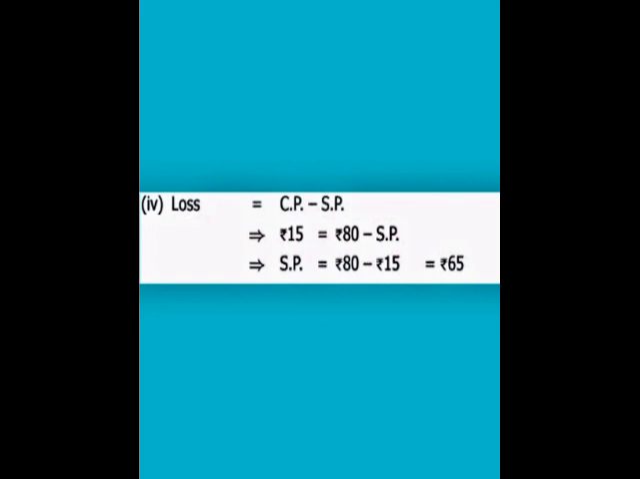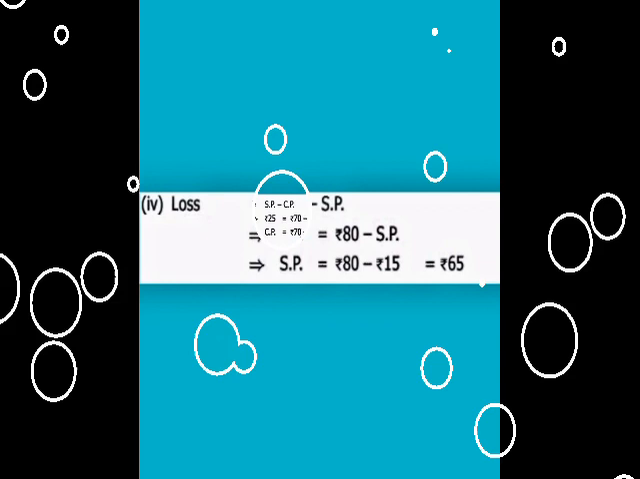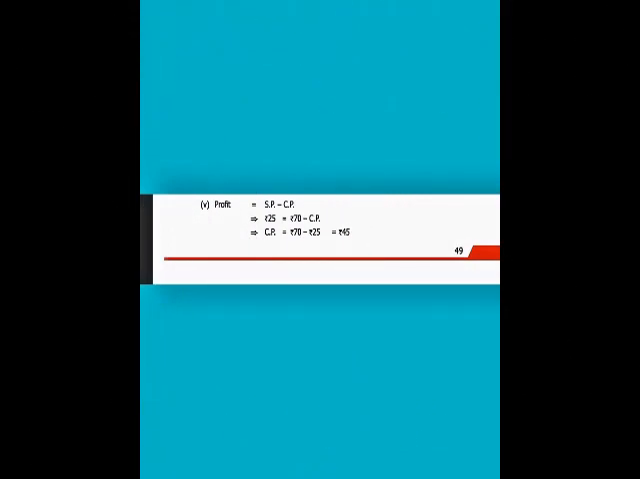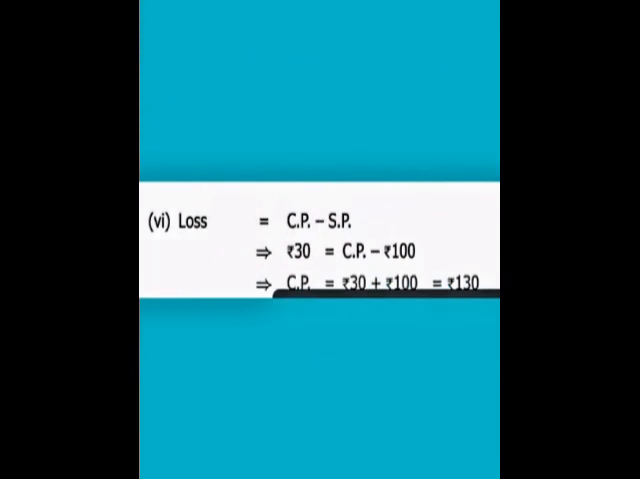The last questions: we have a selling price and profit, and we want to find the cost price. So cost price is equal to selling price minus profit, 70 minus 25, which is equal to 45. The last one, they give loss and selling price. We want to find the cost price, which is equal to 30 plus 100, which is equal to rupees 130.